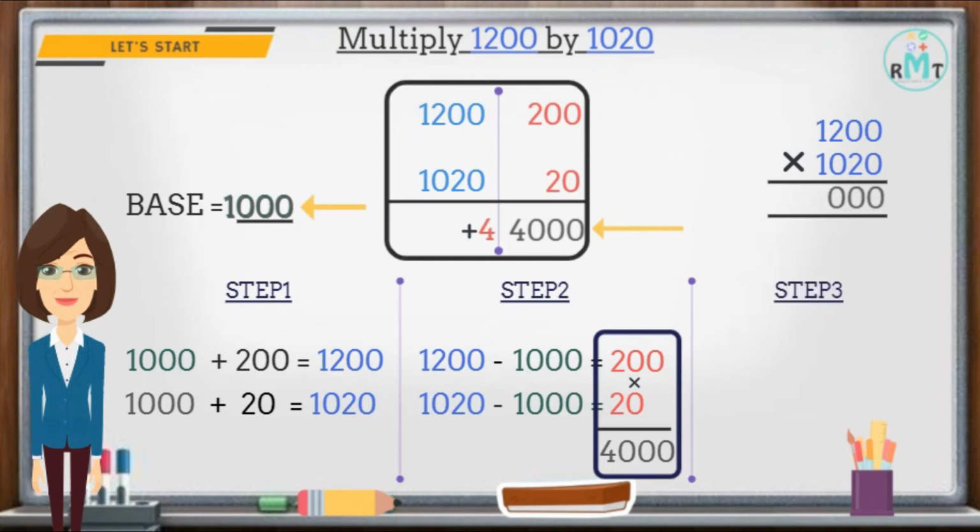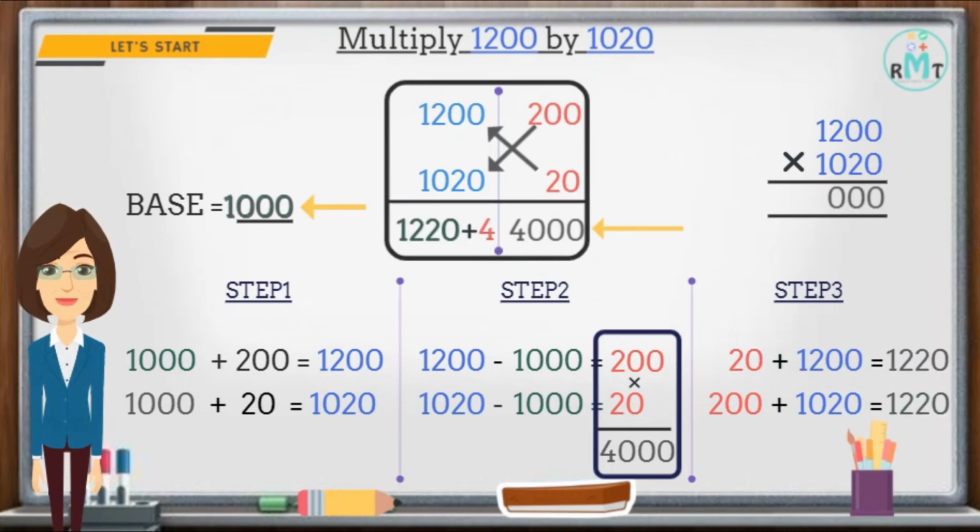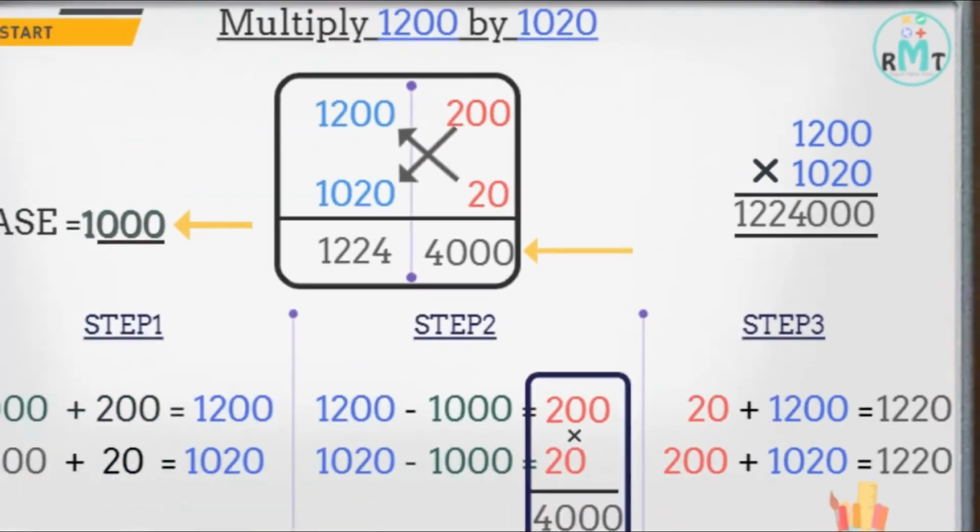Step 3. Now we add 20 to 1200, or we add 200 to 1020. So we get the same answer, which is 1220. Next, we will add the carryover digit, which is 4, with 1220. So we get 1224 as the answer. Next, we will write 1224 to the left hand side of the answer. So our final answer is this.